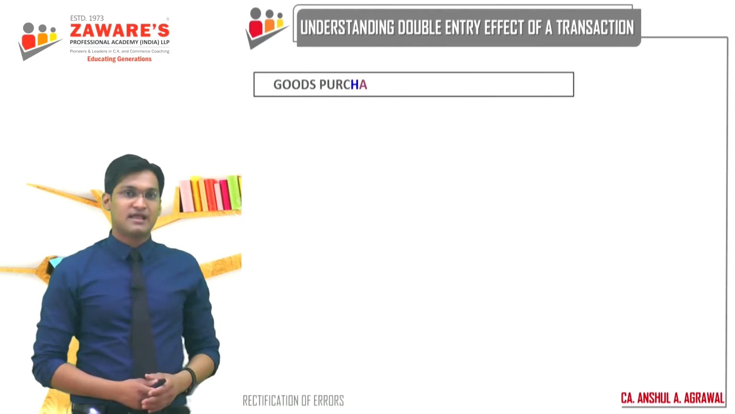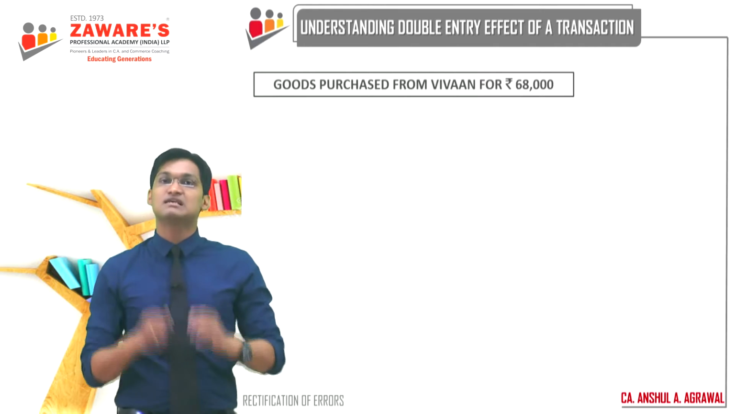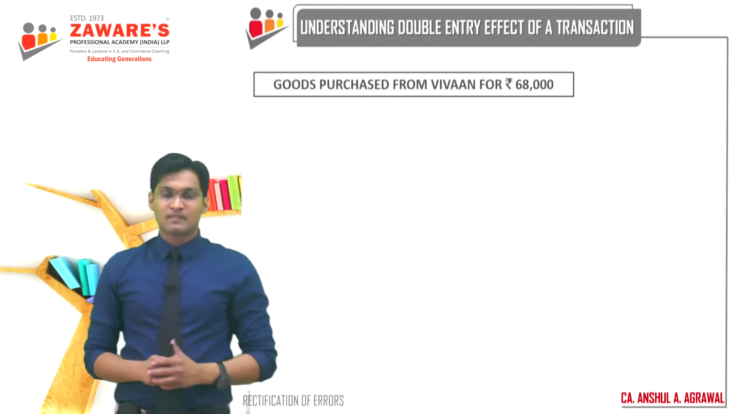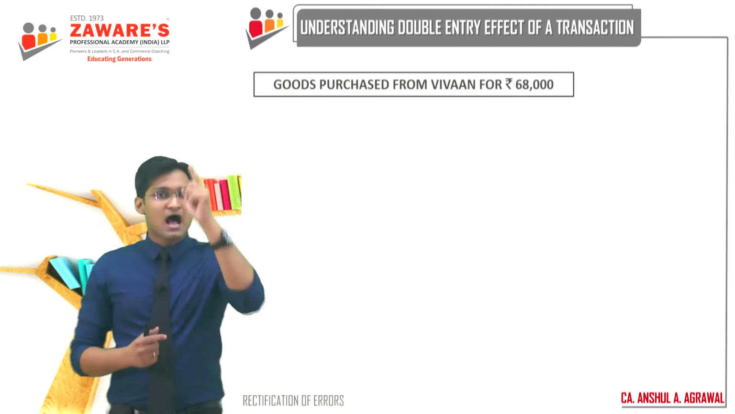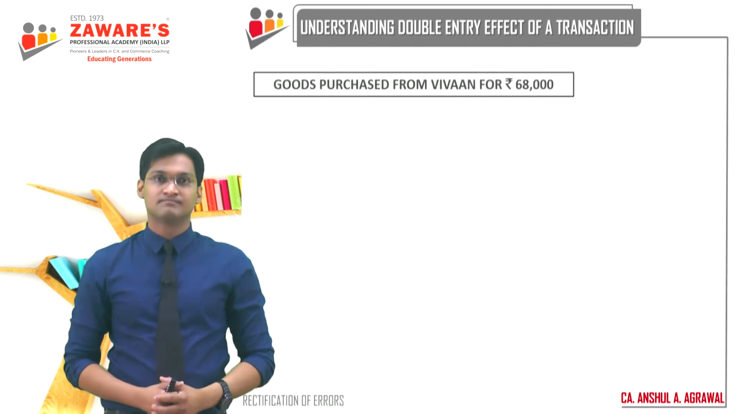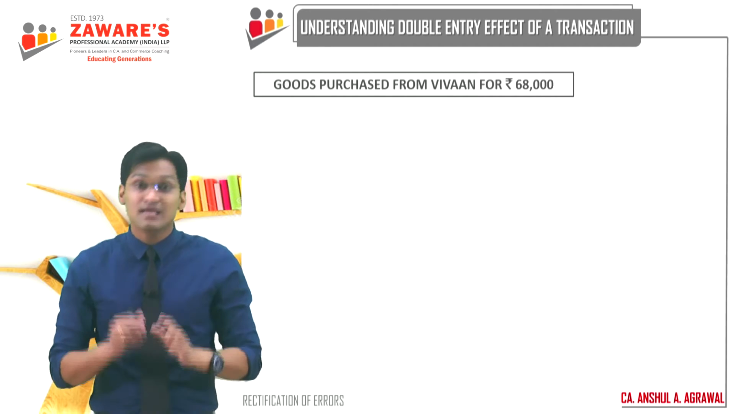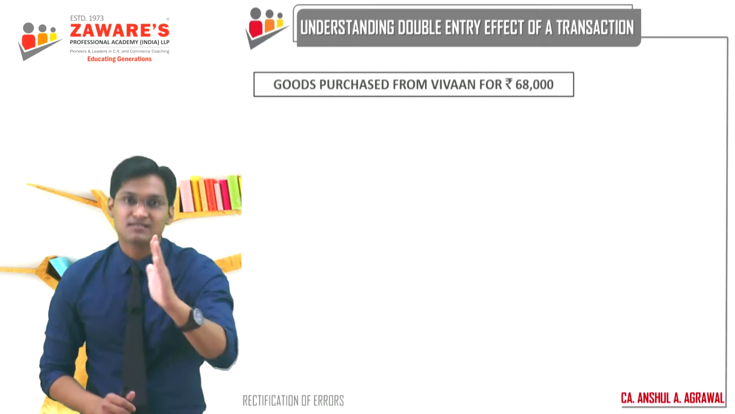Take a transaction: goods purchased from Vivan for rupees 68,000. Now this is an event, obviously yes. You have to ask two questions. Is it relating to business? Yes. You purchase goods for your business. Can it be expressed in terms of money? Yes. You purchase goods for the monetary value of rupees 68,000.